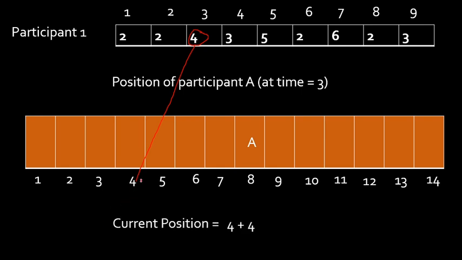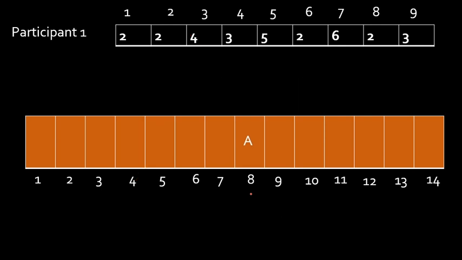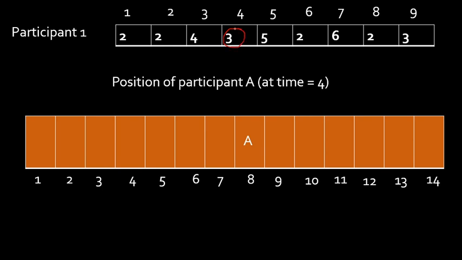Okay, adding the current position plus the number of steps taken. When you add these two values, you will get the result as 8. Okay, one more data, we'll work with it. Now we are standing at the 8th position. Let me consider we have completed 4 seconds. Okay, position of participant at time 4. At time 4, the number of steps is 3. Yes, at the 4th second, A will move by 3 steps.